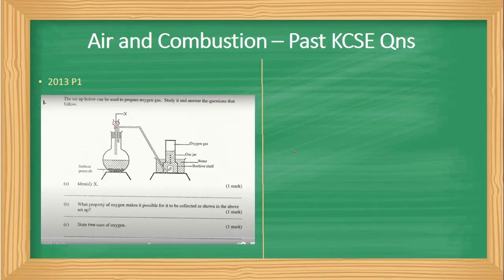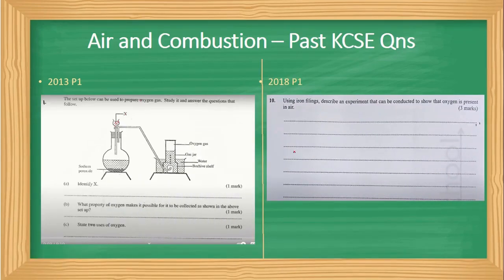Then there was another one, the setup. This was in 2013 paper 1, setup to use to prepare oxygen. And of course, this one we have gone through. You are supposed to study and answer the questions. Number 1, identify X. Then the property of oxygen that makes it possible to be collected as shown, and the uses of oxygen. This is simple. Then 2018 paper 1, you are told using iron filings, describe an experiment that can be conducted to show that oxygen is present in air. That should be very simple.